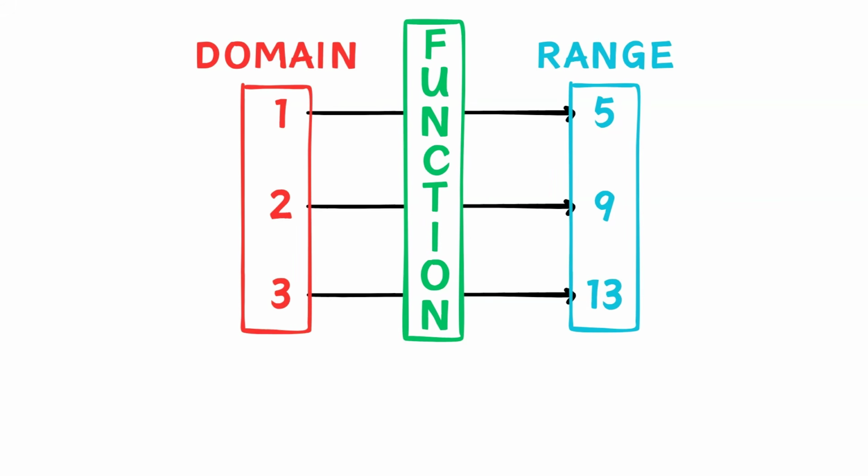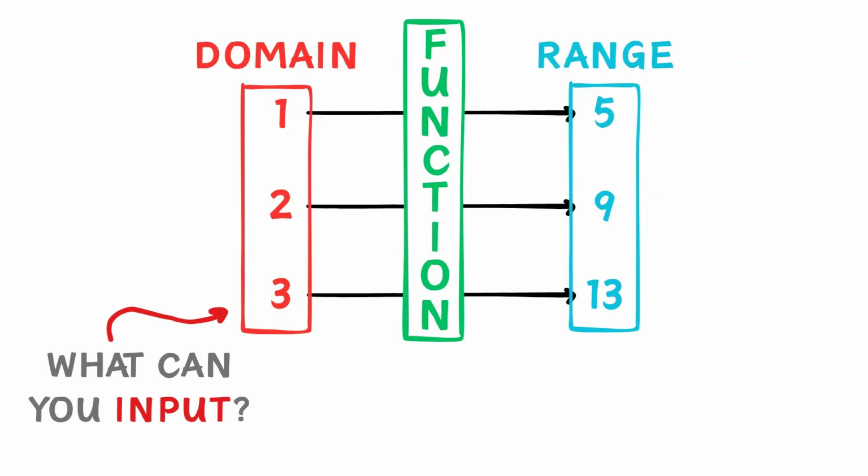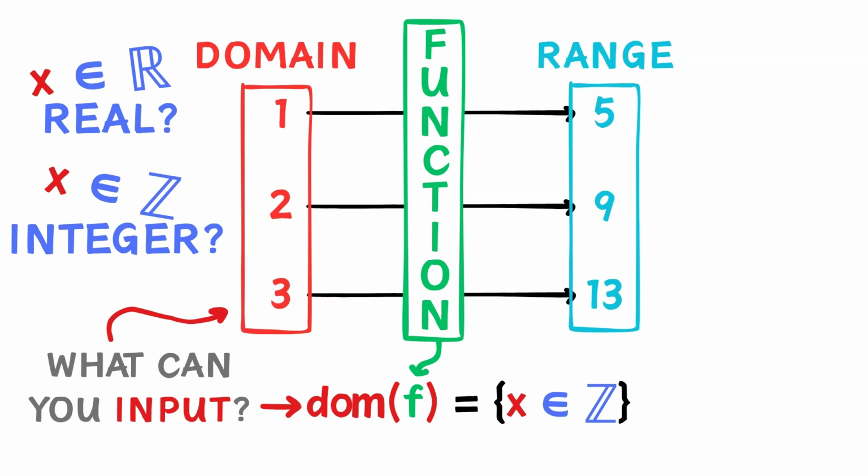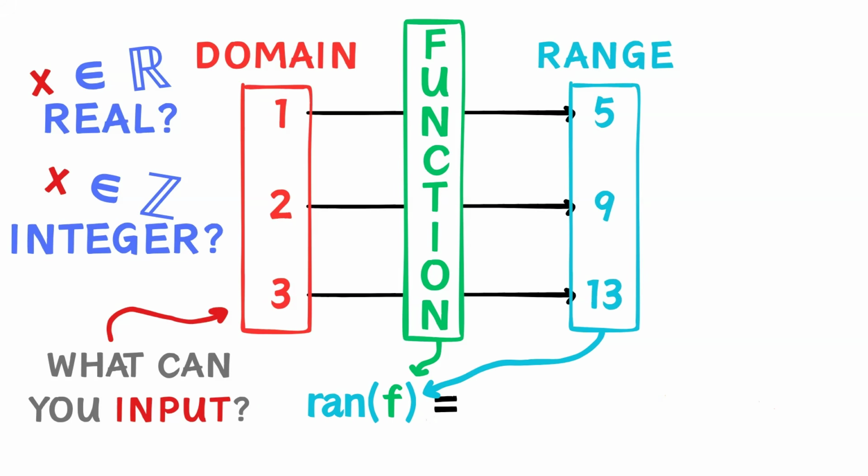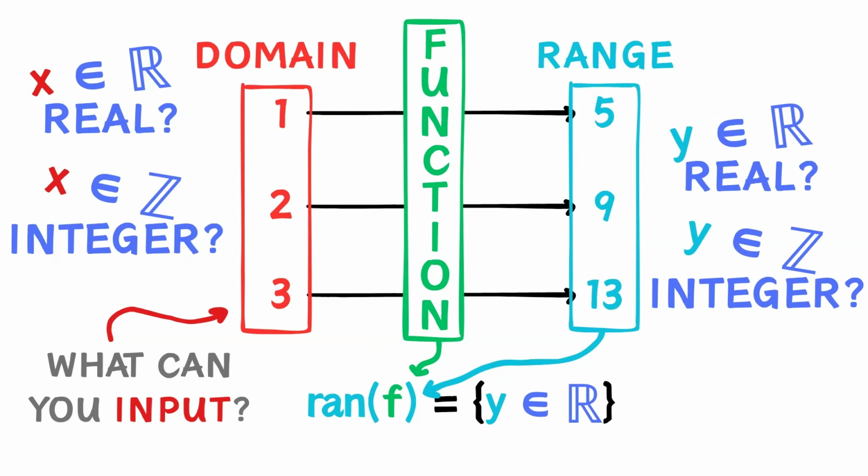Now, remember earlier when we mentioned the domain and the range? Well, the domain tells us what inputs you can put into the function. Is it a real number, an integer? What value is it between? Similarly, the range tells you the range of the outputs. This answers the same exact questions as the domain. What kind of outputs are they, and what values are they between?